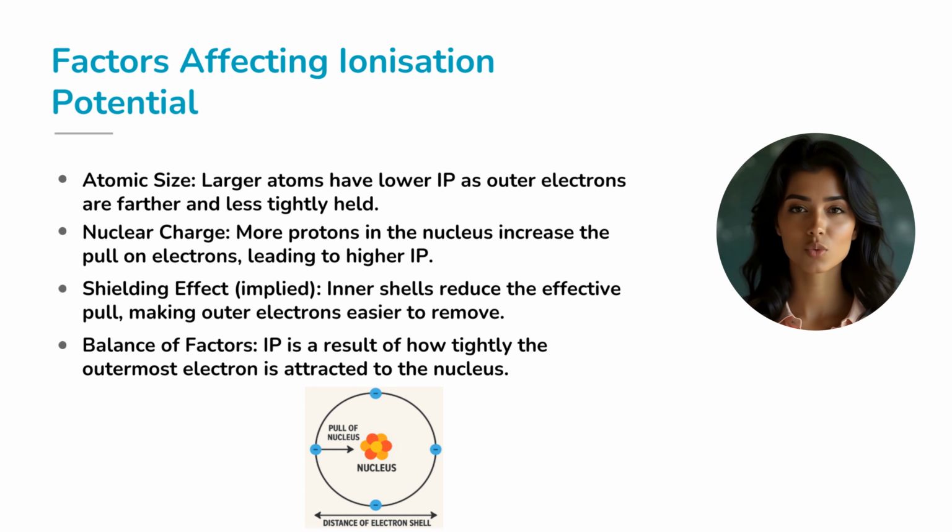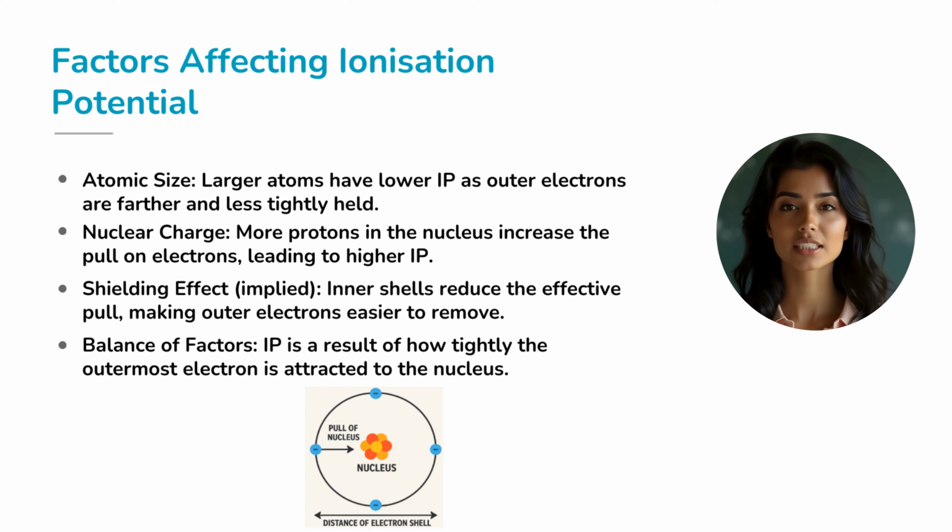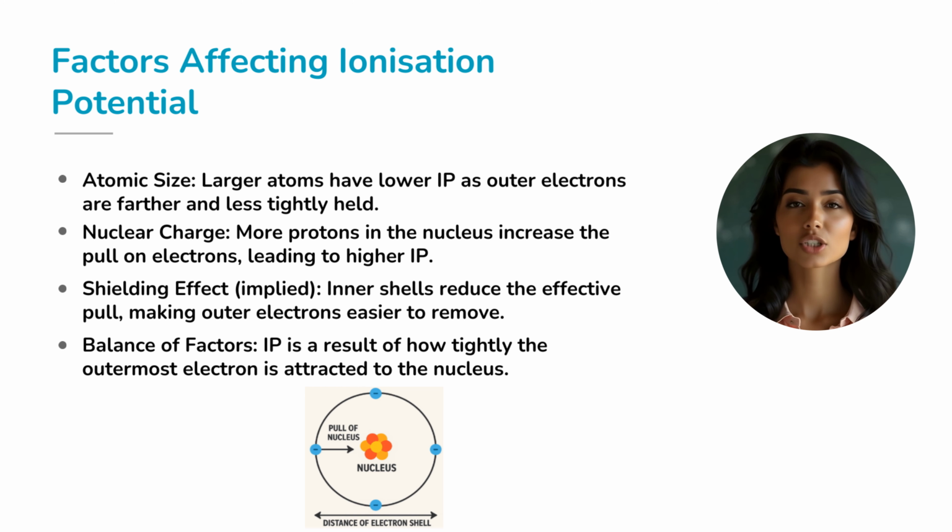Now, let's break down what really influences ionization potential. First up, atomic size. When the atomic radius increases, the outermost electrons are farther from the nucleus and hence experience less attraction. So, they are easier to remove, which means ionization potential decreases. Next, we consider the nuclear charge, the number of protons in the nucleus. A higher nuclear charge results in a stronger pull on the electrons, holding them more tightly. This makes the electrons harder to remove, so ionization potential increases.